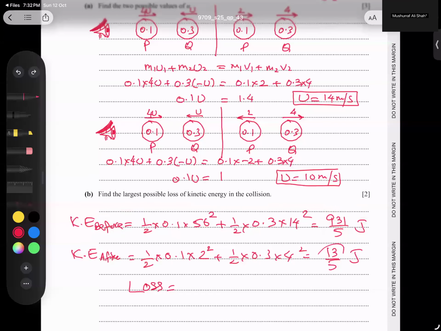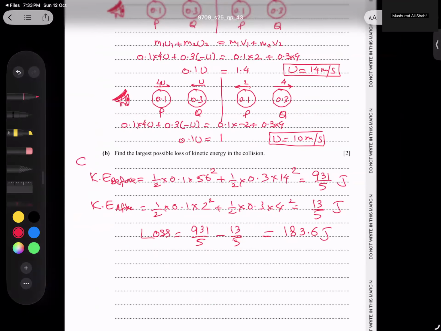Let me recheck again. 931 over 5 minus 13 over 5. I got a loss of 183.6 joules. Okay. Now students, in case I take 10, what happens then? So this will remain the same after, no change at all. But the only thing is I will use the upper formula. This condition is case number 1.